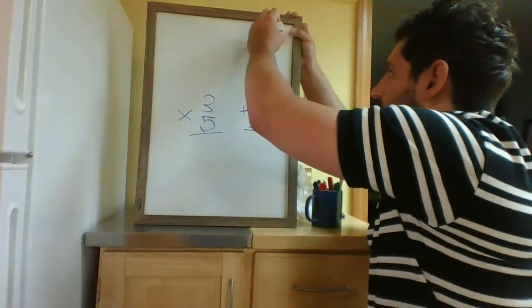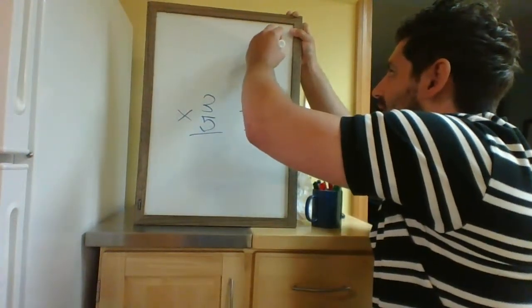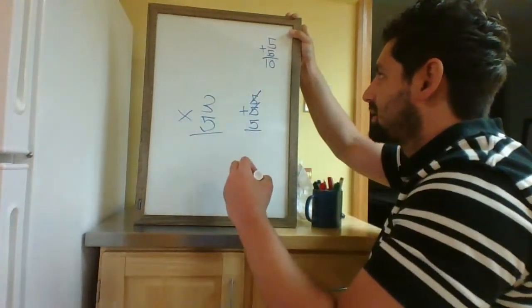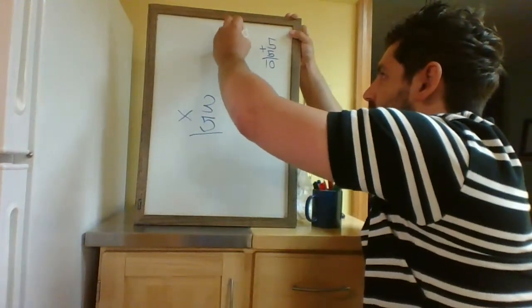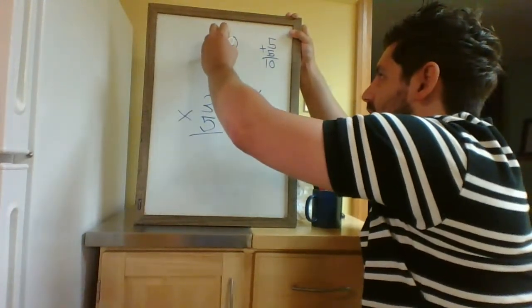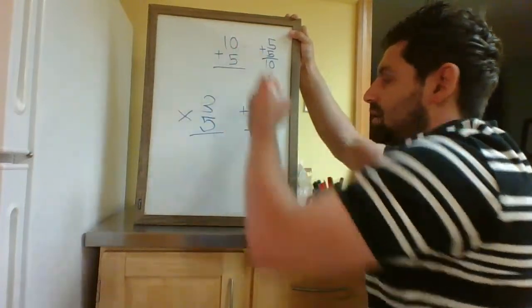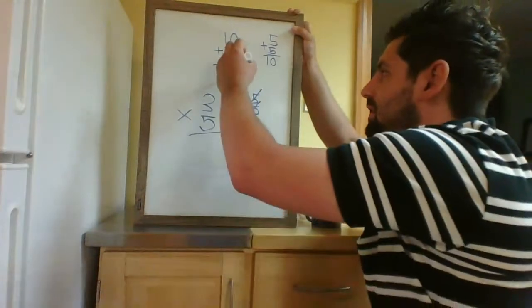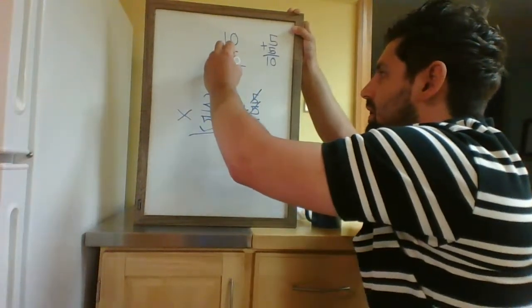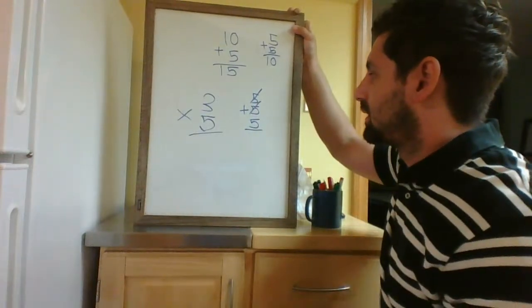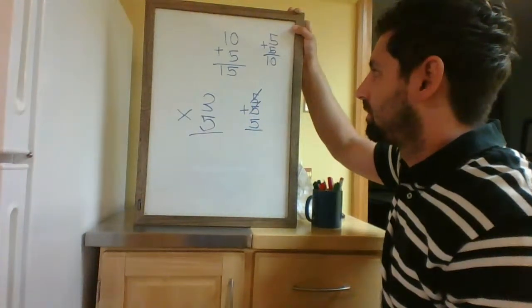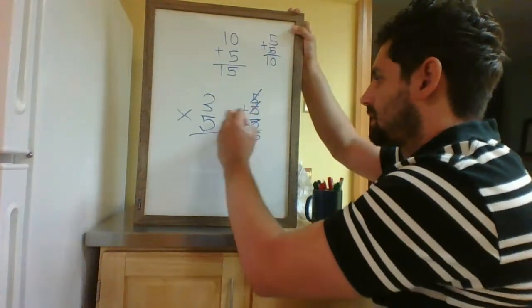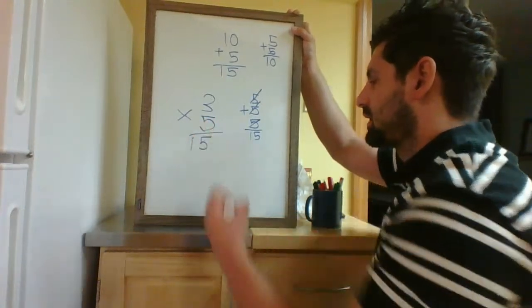So 5 plus 5 equals 10. So I just added the number 5 twice. 10 plus 5 equals 15. So 3 times 5 equals 15.